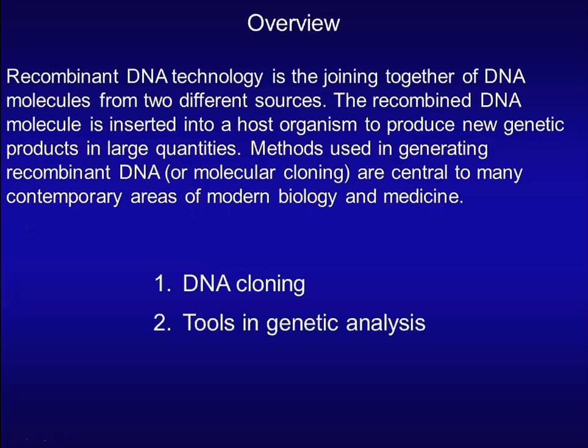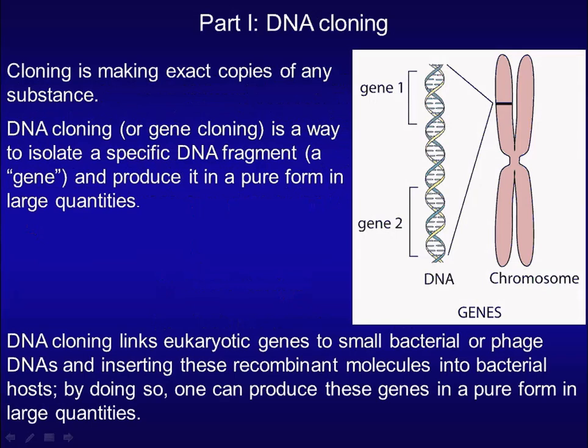First, we will look at DNA cloning. Cloning is making an exact copy of any substance. DNA cloning or gene cloning is a way to isolate a specific DNA fragment and produce it in a pure form in large quantities. Here is a eukaryotic chromosome. These are eukaryotic genes. DNA cloning links eukaryotic genes to small bacteria or phage DNAs and inserts these recombinant molecules into bacterial hosts.